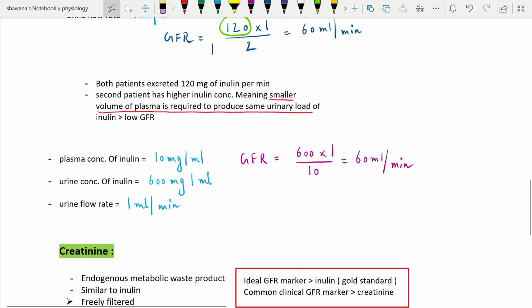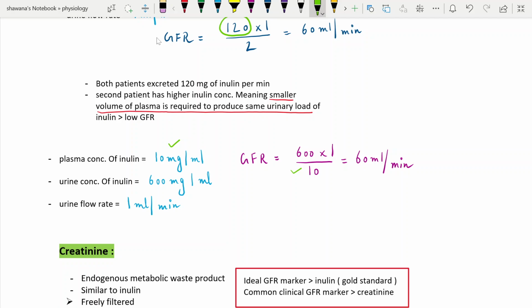For example, if we take the third example, the plasma concentration is 10. Urine concentration is 600 mg per ml and urine flow rate is 1, so it's 60 ml per minute. We need 60 ml per minute of GFR to produce 600 mg of inulin per ml of the urine. So you just need to put the values in this equation, and it will be clear to you.